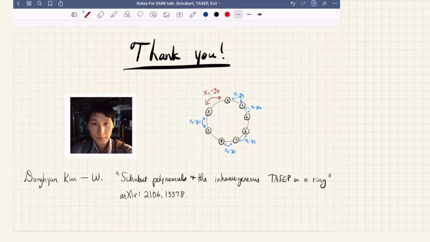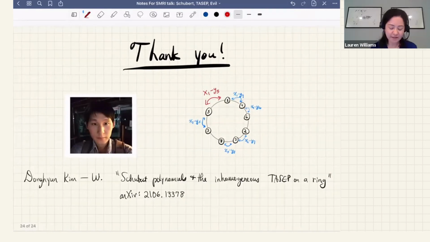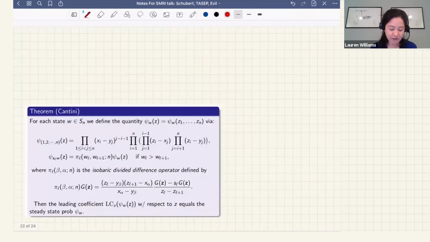Do you have any idea if you replace Schubert's with Grothendieck polynomials, what kind of model you might get? Yeah, that's a good question. I don't know. And these isobaric divided difference operators, we were trying to figure out if the things we were getting here were related to Grothendieck polynomials. We didn't see any connection. I don't know if there's a way to tweak the model to get Grothendieck polynomials, but it would be really cool to do that.